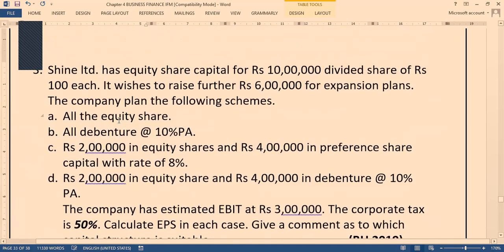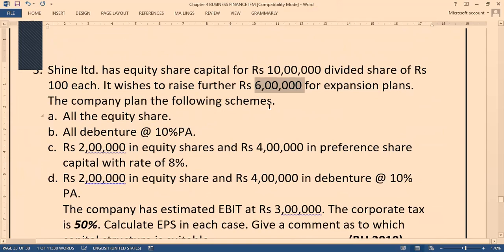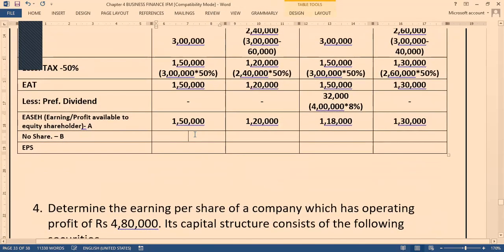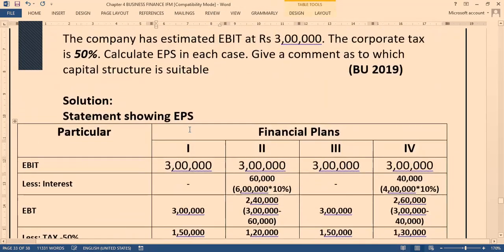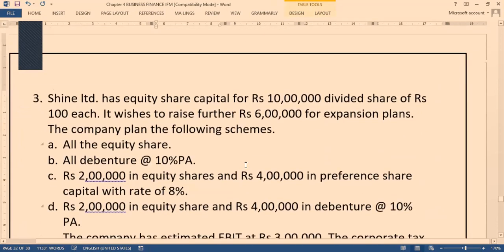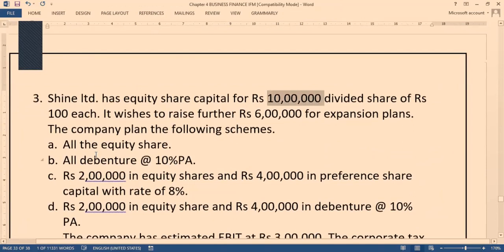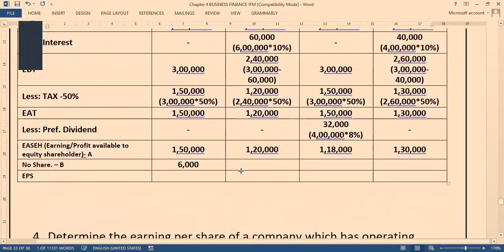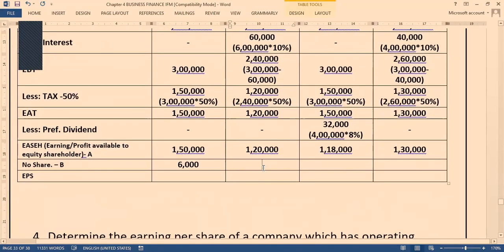Whereas in equity share, if you're taking the entire thing, it will become a total of 6 lakh. Suppose 6 lakh divided by 100, you will be getting approximately 6,000 shares. Whereas for debenture, we will be focusing on the entire thing. That's why we will be taking the overall capital. The 10 lakh divided by 100, you will be getting approximately 10,000 shares.